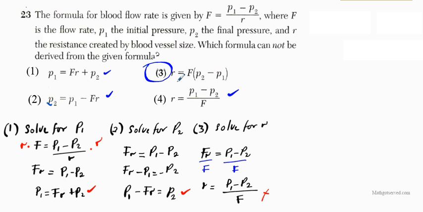How about option 3? Is that correct? Continuing from the second step in option 1 or the first step in option 2, to get R isolated, we divide both sides by F. If you divide both sides by F, you get R equals P1 minus P2 over F. That's not what option 3 is. Option 3 is incorrect, so this is the formula that cannot be derived from this. If you look at option 4, it matches perfectly with what we got here. Okay, so answer to 23 is option 3.